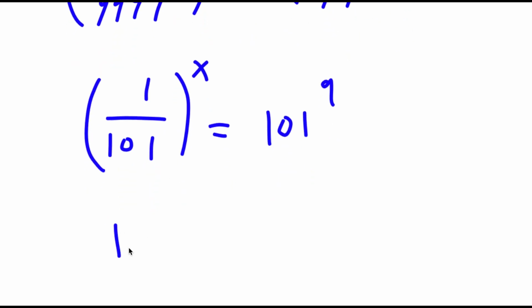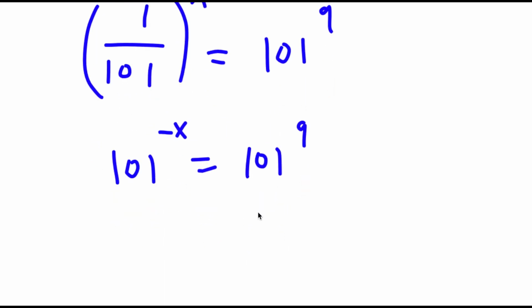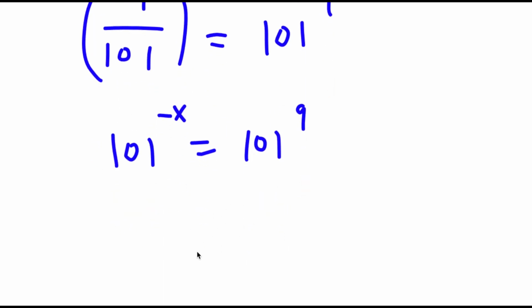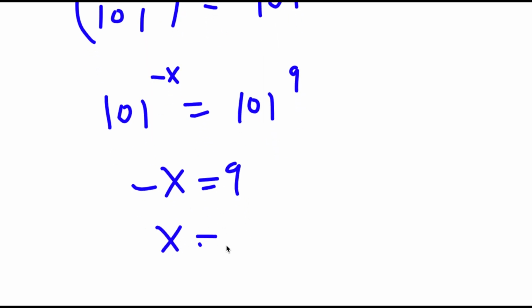And this is the same thing as 101 to the power of negative x is equal to 101 to the power of 9, meaning that negative x is equal to 9 and x is equal to negative 9.